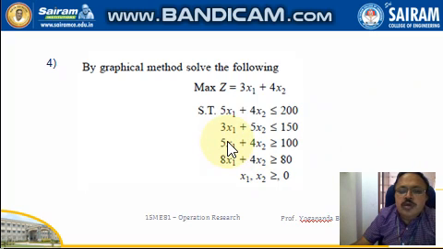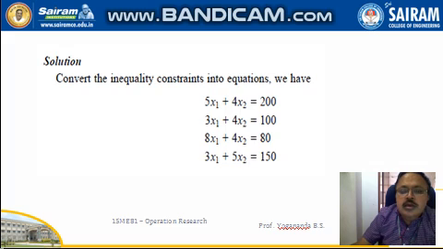Friends, now we have one more problem on the graphical method to solve the given LPP. The objective function is to maximize z = 3x1 + 4x2 subject to the various constraints, where x1, x2 are greater than or equal to 0. So convert the inequality constraints into equality equations.